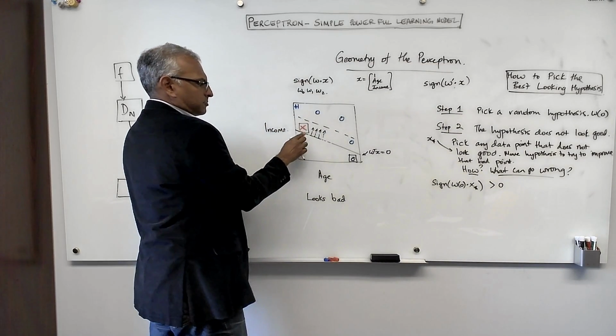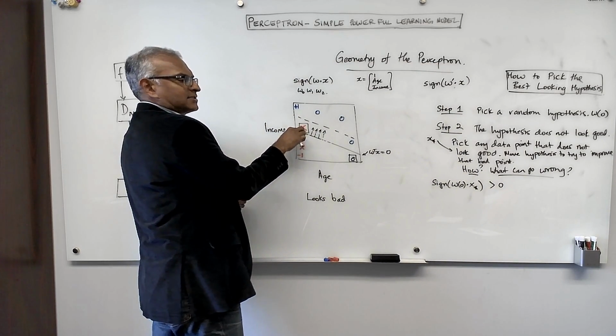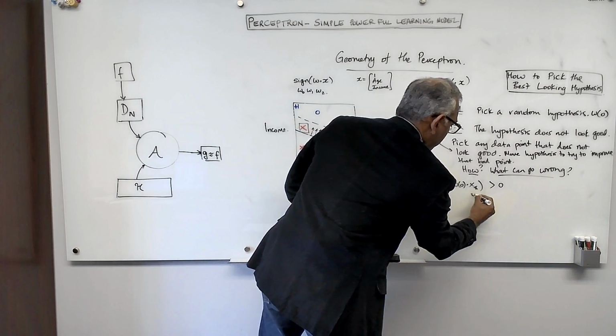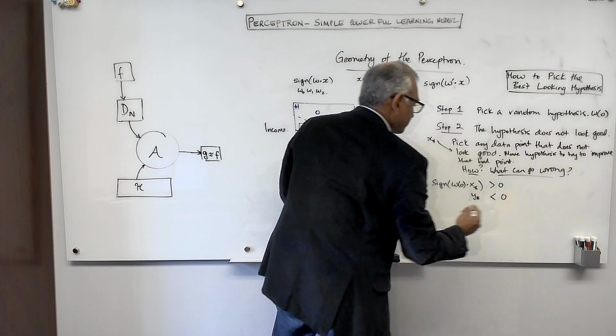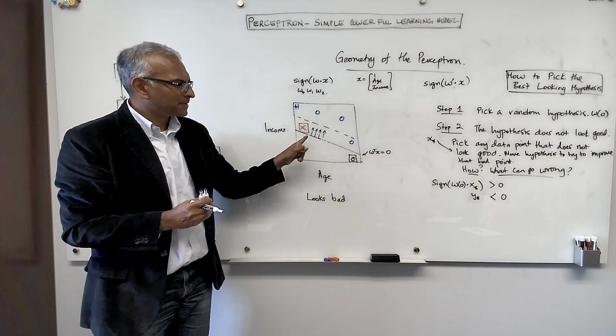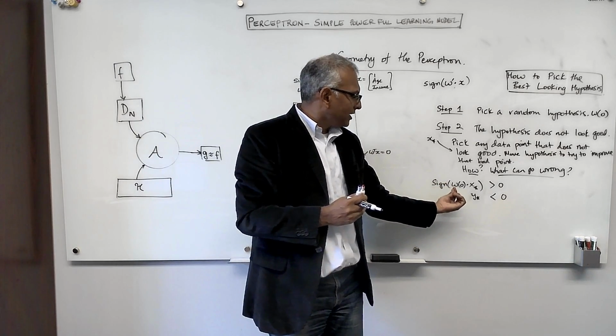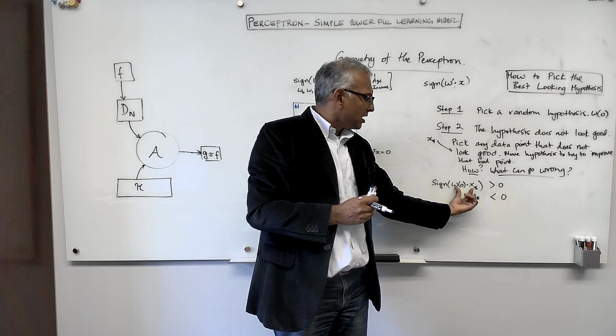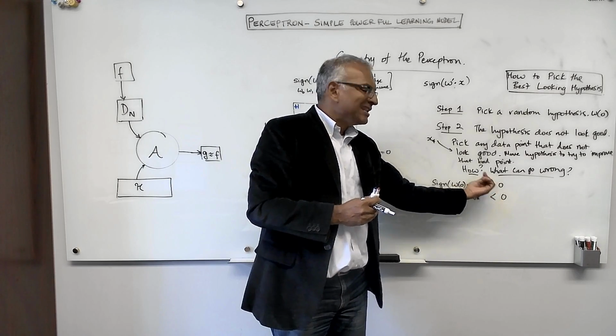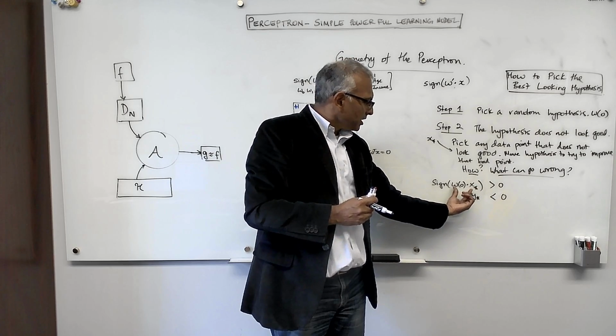Okay, the sign is positive, but the actual Y star is less than 0, because it's disagreeing. So what we would like to do is get the sign of W0 dot X star to be negative. Okay. So let's look at the situation.